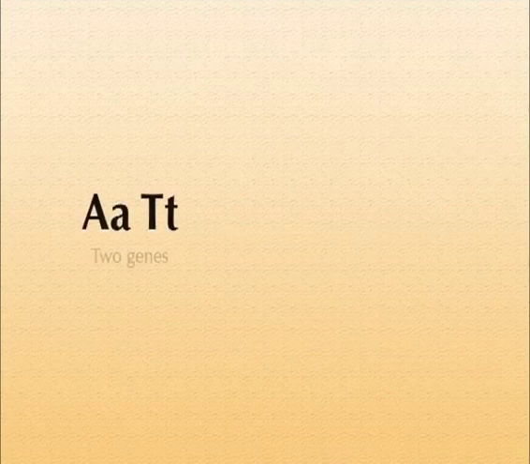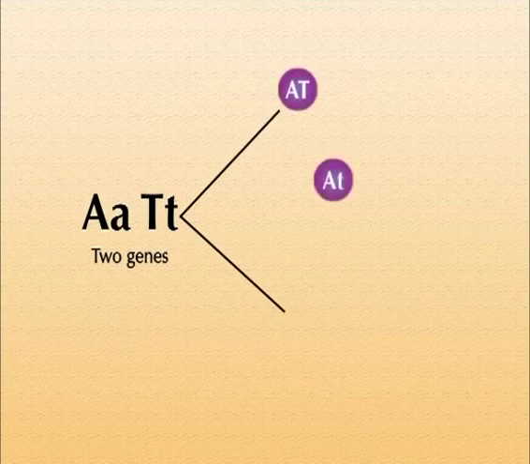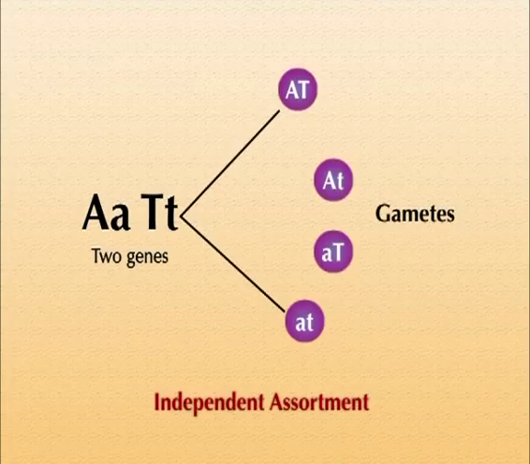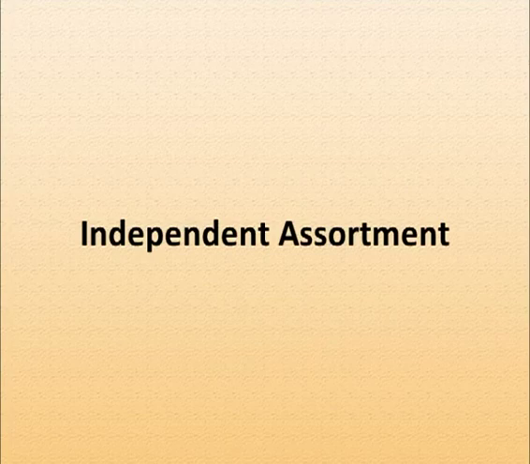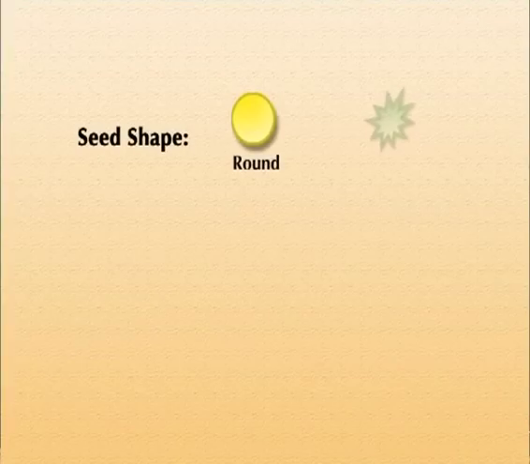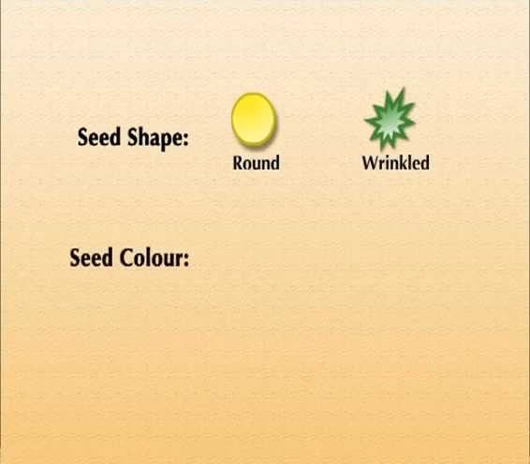According to this law, the alleles of each trait segregate independently of each other and give rise to different gametes. Random mating between these gametes produces parental and recombinant progeny in F2 generation. In order to understand the law of independent assortment, let us discuss Mendel's original dihybrid cross in pea plant having 2 pairs of contrasting traits with seed shape and seed color.